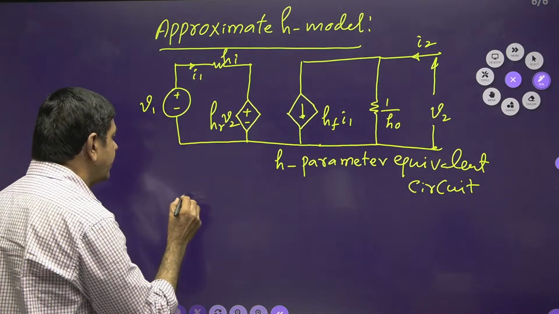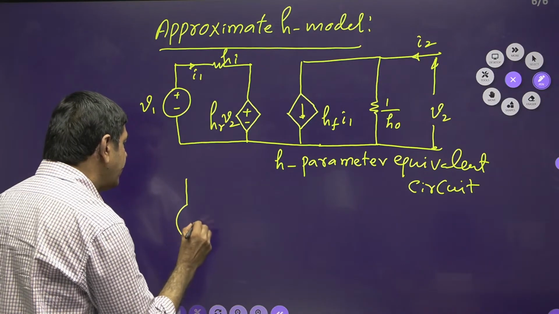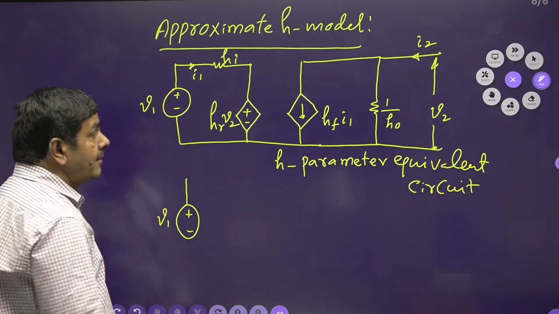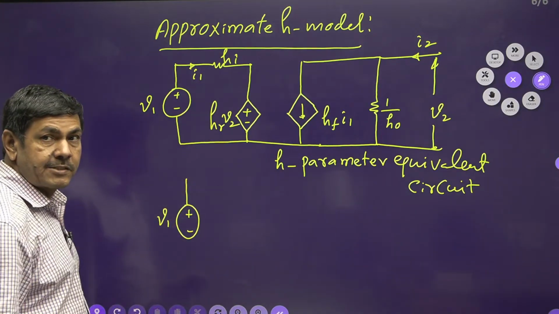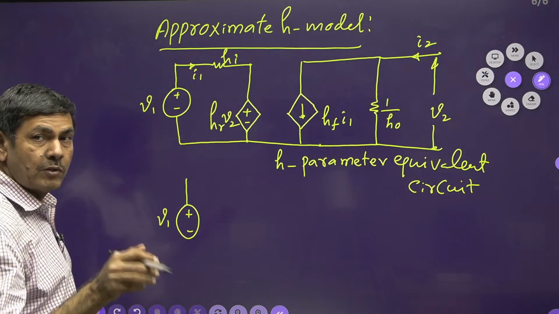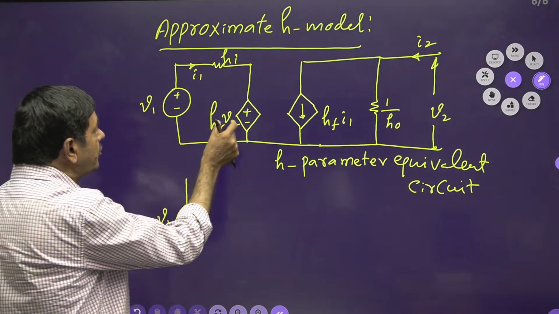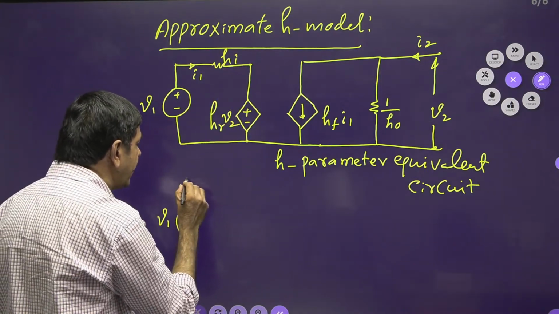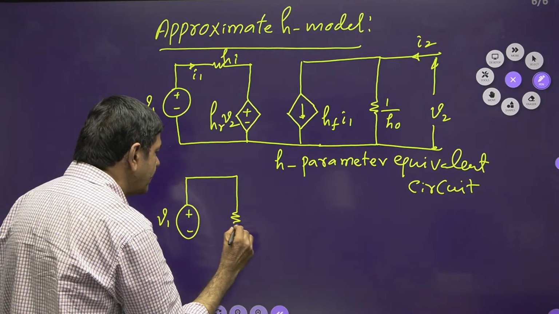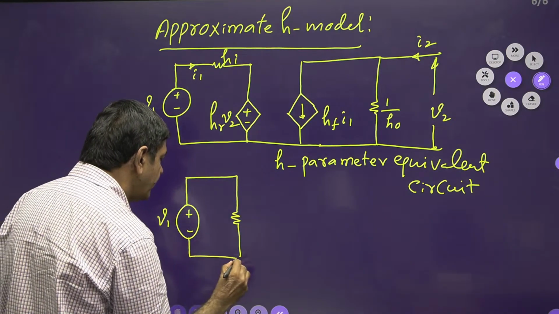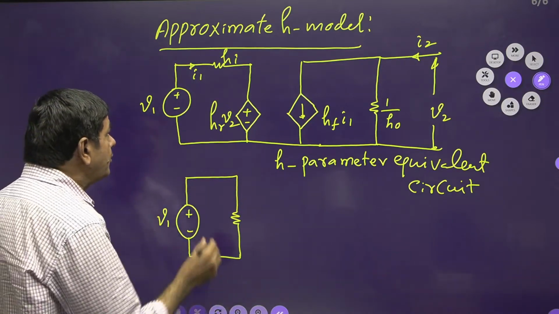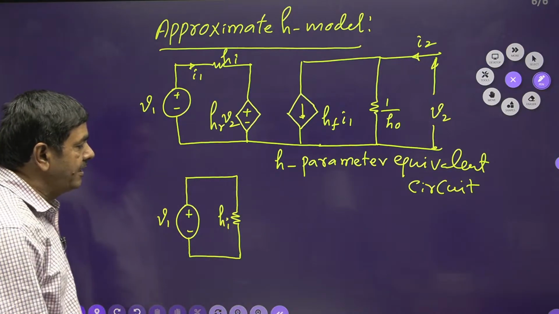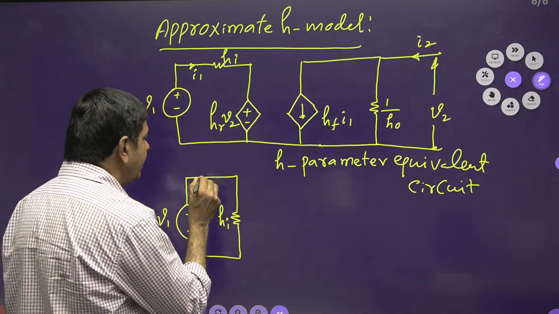In the approximate H model, there is V1, and HR, the reverse voltage gain, is a very small value, approximately equal to 0. So 0 into V2 is 0, and it is a short circuit. That HI I want to shift to this side. It's not a mistake even if you shift it here. This current I wish to select as I1.